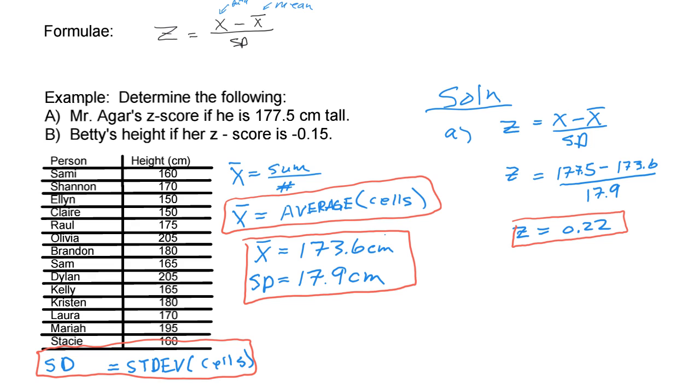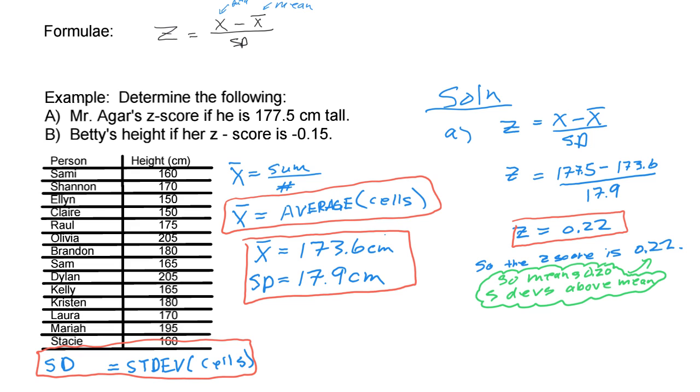So now let's just write our Z-score. The Z-score is 0.22. What that's saying is it's 0.22 standard deviations above my mean. That's what it means. So just make sure you make note of that in your work today.